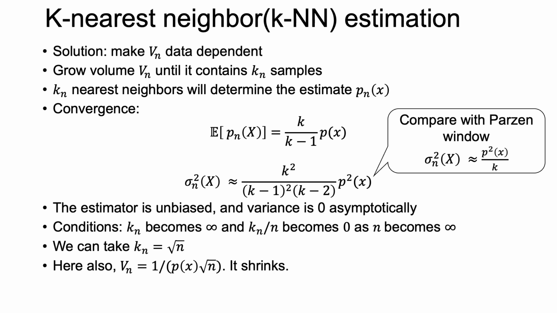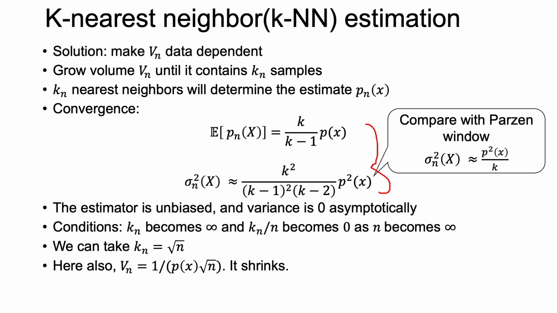We can grow the volume until it can contain k_n samples. This is the K nearest neighbor rule. Here, expectation and variance can be given with these expressions. We can see that as n becomes large, the expectation will achieve the true value p of x, and variance will become 0 under the condition that k_n goes to infinity and the ratio k_n over n goes to 0 as n tends to infinity. Hence, the choice of k_n as square root of n is good for this rule.